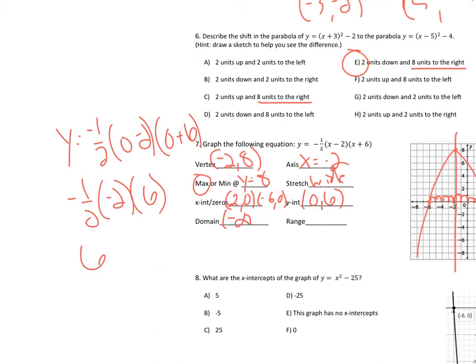Domain, just like before, is -infinity to +infinity. Our range this time is y is less than or equal to 8. Or, remember we start with negatives, so it would be -infinity to 8.